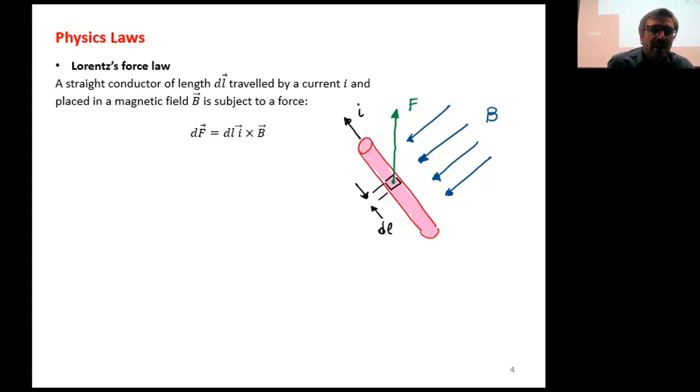And if you integrate along all the conductor, you have the total force that is generated on the conductor. That is L, the length of the conductor, times I, the current, cross B. I here is a vector just because it tells us the direction in which the conductor is oriented with respect to the field.